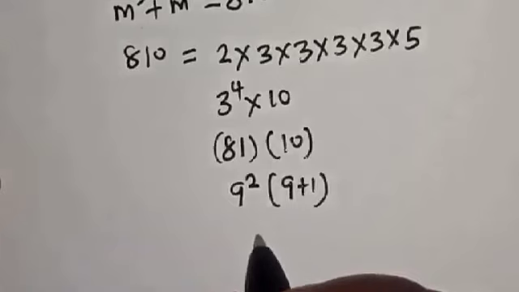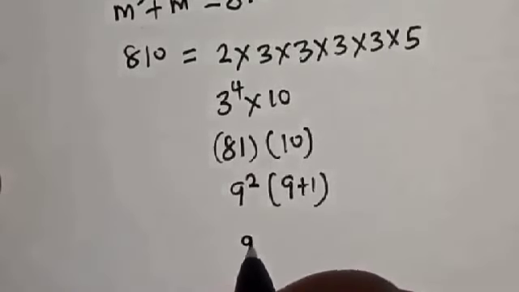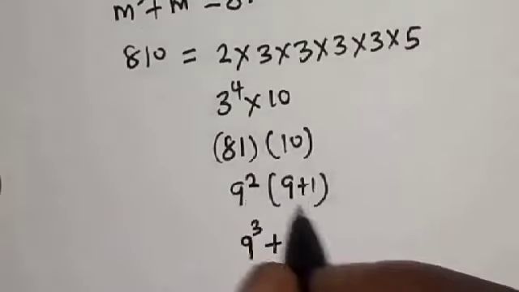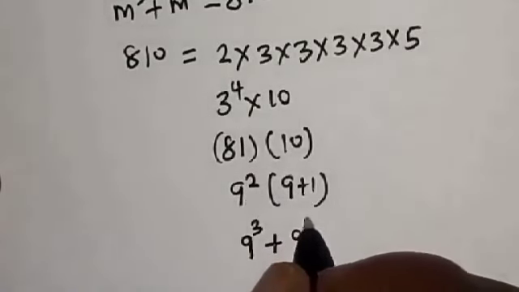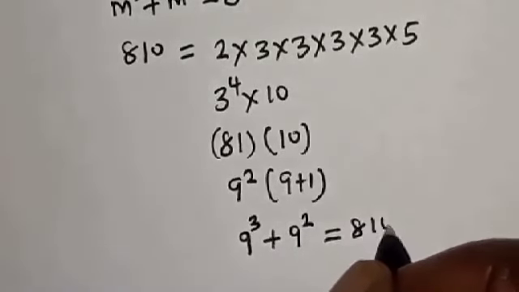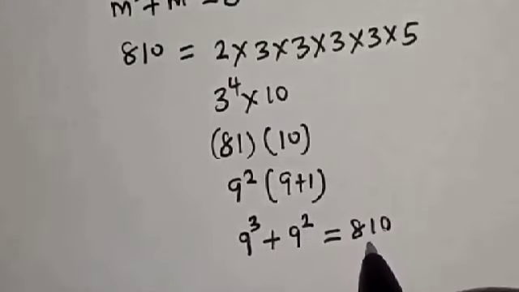9 squared times 9, that is 9 cubed, plus 9 squared times 1, that is 9 squared. And this is equal to 810. Now let's replace 810 by 9 raised to power 3 plus 9 squared.